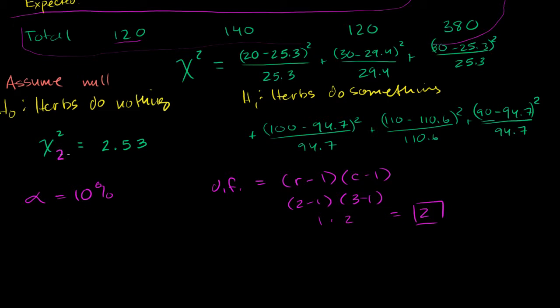If this is more extreme than that, if the probability of getting this is even less than that critical statistic, it'll be less than 10%, and we'll reject the null hypothesis. If it's not more extreme, then we won't reject the null hypothesis. So what we need to do is figure out, with a chi-square distribution and 2 degrees of freedom, what our critical chi-square statistic is.